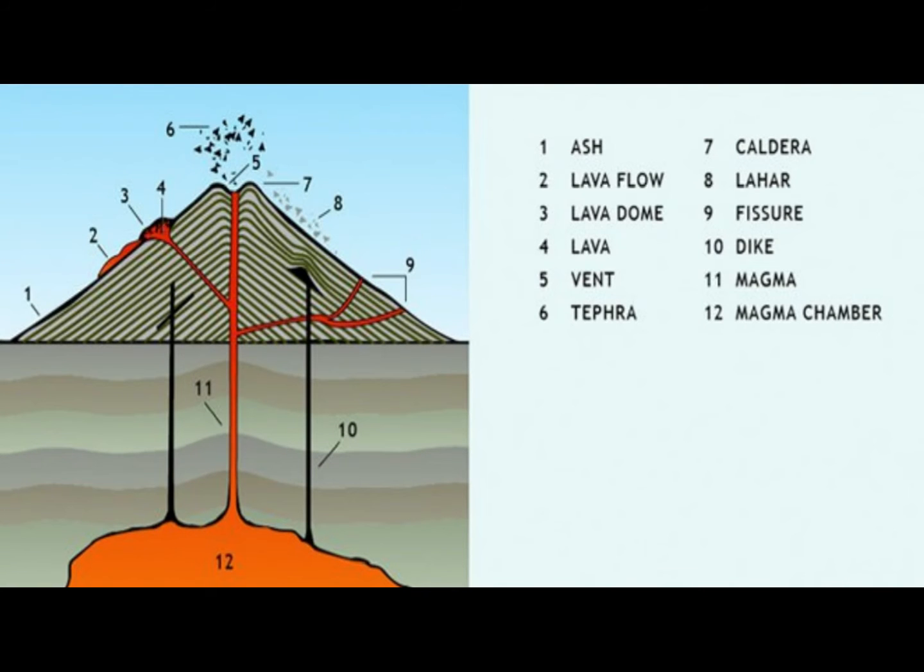So as a quick overview of the parts of a volcano, as you can see on your screen: first the ash, second the lava flow, third the lava dome, then the lava itself, the vent and the tephra above it, the caldera and the lahar below, the fissure, the dike and below it the magma, and lastly, the magma chamber. The next topic will be discussed by my group mates.